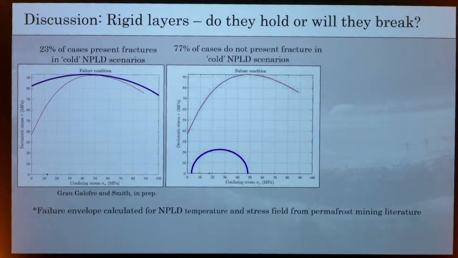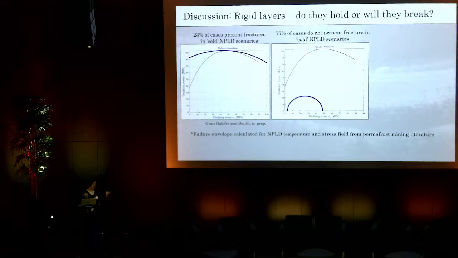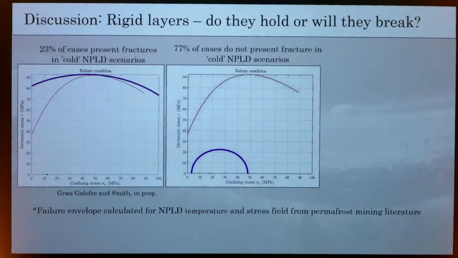So then what happens with rigid layers? The ductile layers are deforming, and they're putting stress on the rigid layers. Do they break? Do they hold? We find that in 77% of the cases for the cold NPLD run at 160 kelvins, they don't present fracture. What I'm showing here is a typical Mohr diagram. The red line is the failure envelope, and the blue is the Mohr circle, looking at confining and deviatoric stresses. And we can see in most cases we don't necessarily see the fracture of these rigid layers.